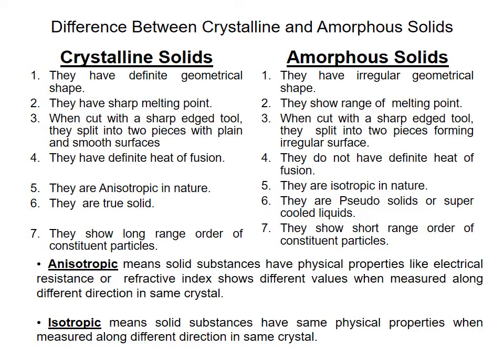That will be the first difference that we can see on the geometrical shapes. One is having regular and the other one is having irregular. Now, because they have a regular arrangement of the particles in crystalline solids, they have a sharp melting point. What is the meaning of sharp melting point? Sharp melting point means when you take any substance, it melts immediately at one specific temperature.